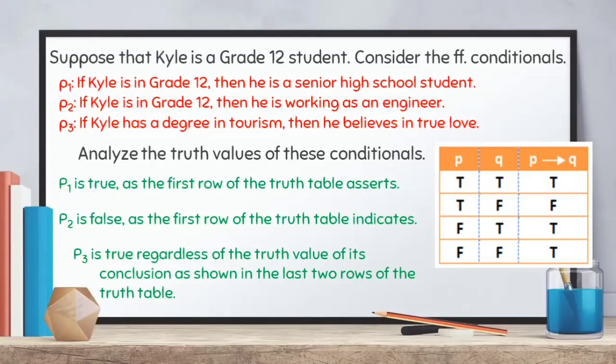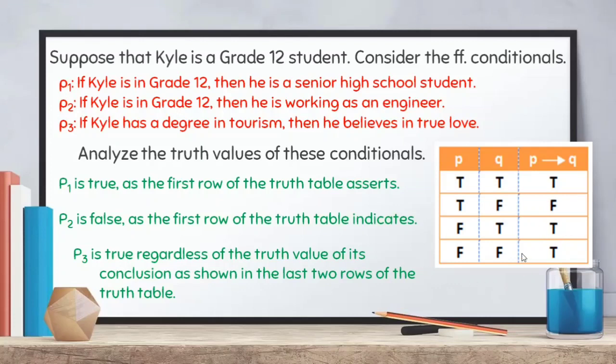Now, how about our last statement? If Kyle has a degree in tourism, then he believes in true love. So look at our solution. It is true regardless of the truth value of its conclusion, as shown in the last two rows of the truth table. Meaning, if your proposition Q is true, even if you have false in your proposition P, then our if P then Q is always true.